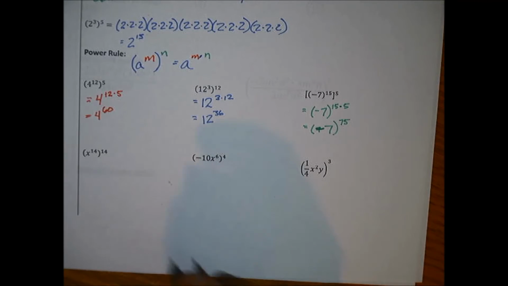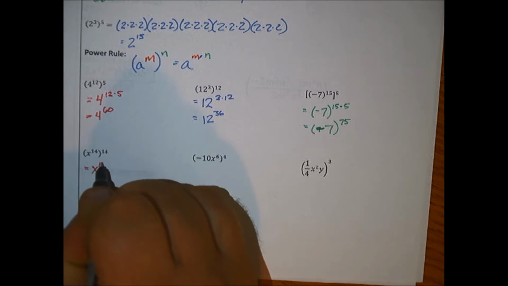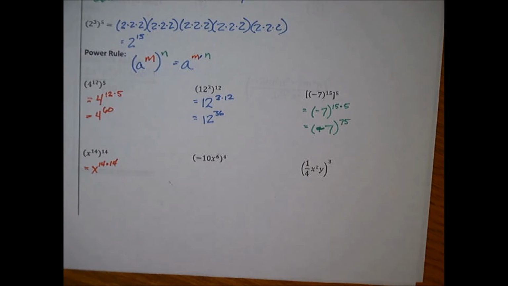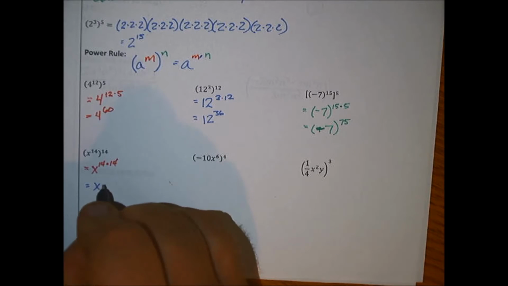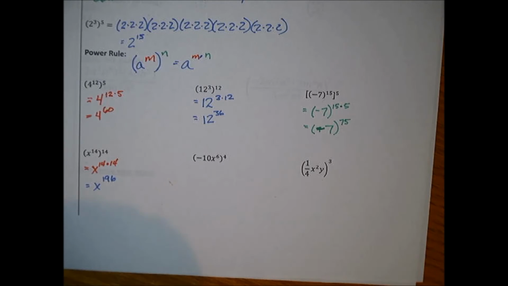Okay, welcome back. Let's go and see what we have here. All right, I have x to the 14th raised to the 14th. So that's just 14 times 14. Okay, 14 times 14 is 196. So I'm going to have x to the 196th power.